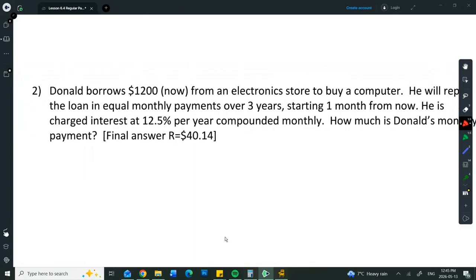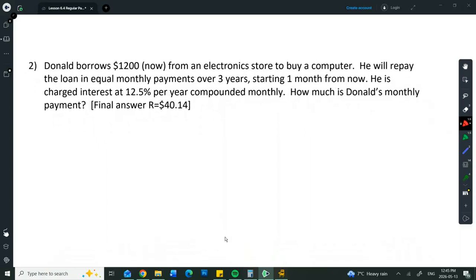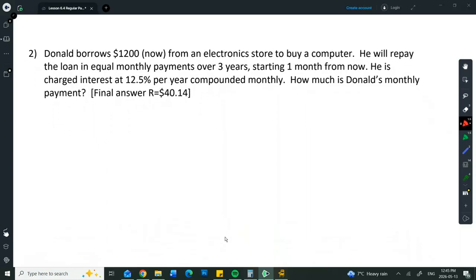Okay, perfect. All right, so Donald borrows $1,200 right now from an electronics store to buy a computer. He will repay the loan in equal monthly payments over 3 years, starting 1 month from now. He is charged interest at a rate of 12.5% per year, compounded monthly. How much is Donald's monthly payment? So is this a present value, a sum that we have now, or is this a future value, a sum that we have in the future?